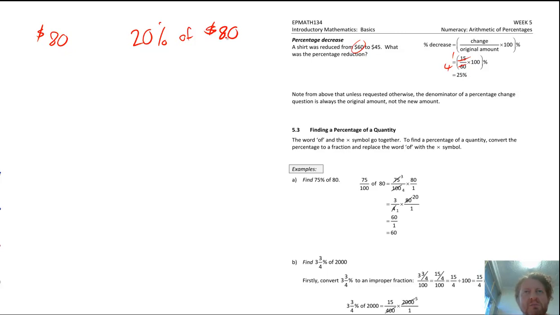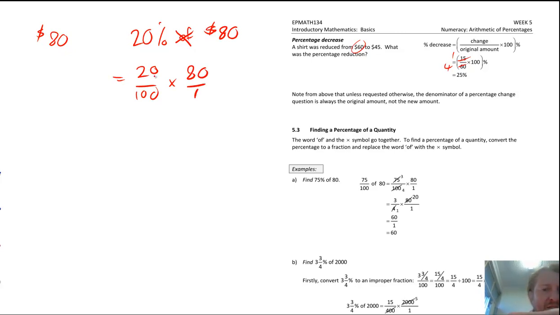But it's only when it's a nice percentage being asked. What's going to work all the time is what's written out here. Of we consider to be a times. Okay? You multiply, you don't divide, that's a common trap. No, 20% times $80 is what I'm trying to do. I know 20% is 20 on 100. So I can do that times 80. Well, it's a whole number, so it's an 80 on 1.